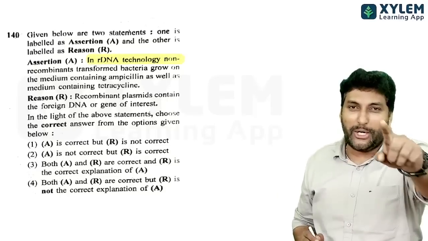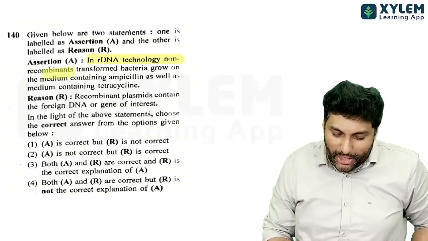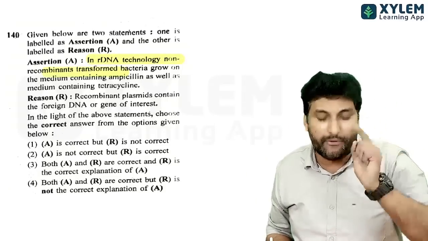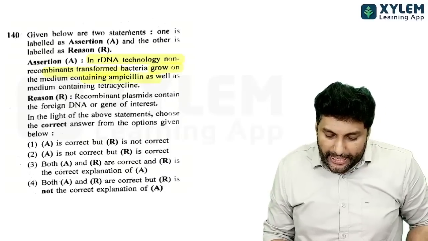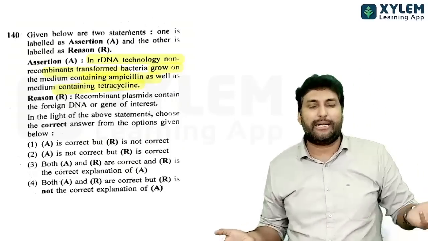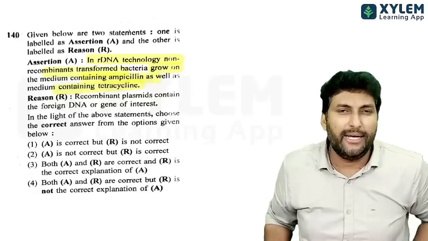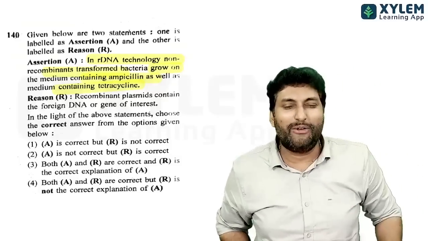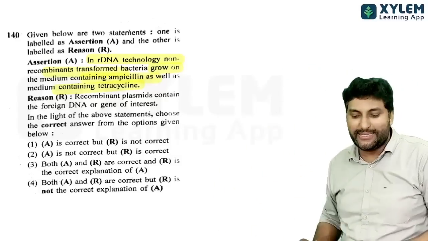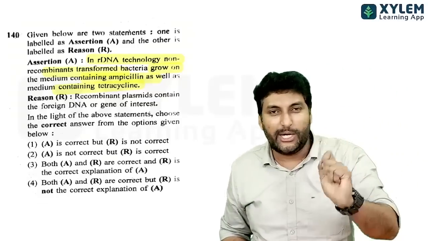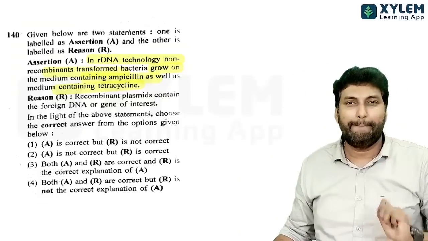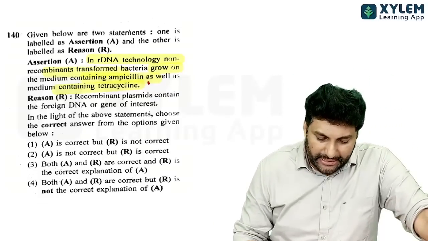Again, another assertion reason based question, the 140th question. Assertion: in recombinant DNA technology, non-recombinants can grow on ampicillin as well as tetracycline. It is very clearly given along with the cloning vector that non-recombinants can grow in both the media. Is it right? So this statement is correct.